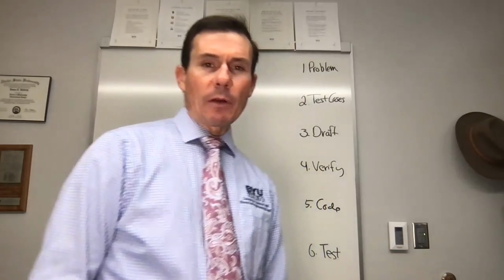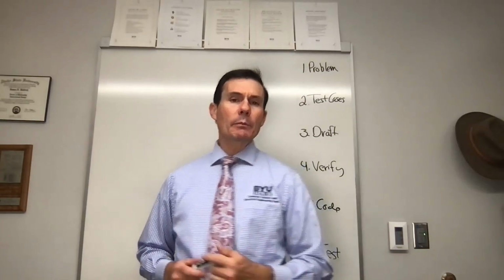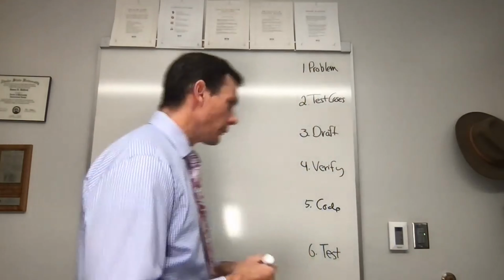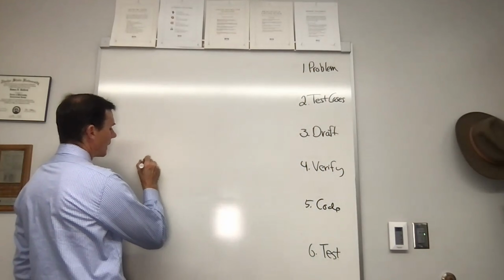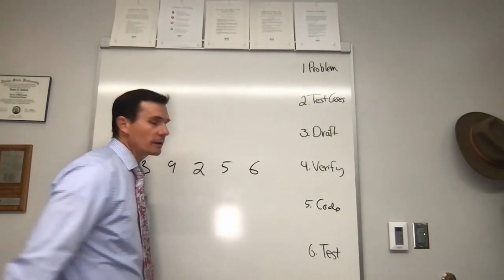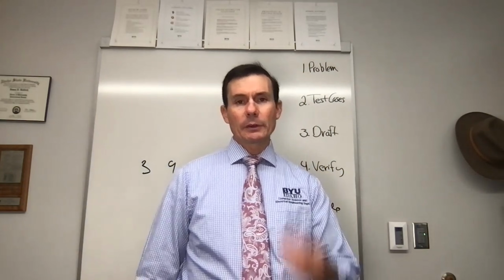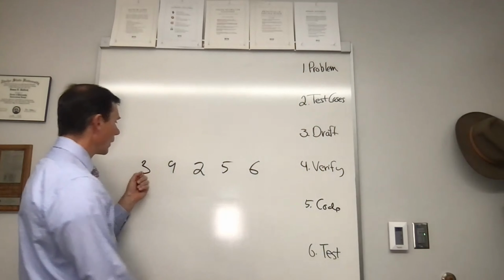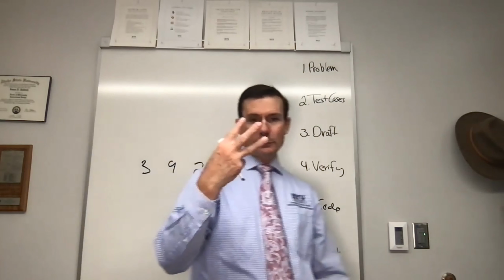Okay, so we're going to start with the problem definition. I want to find the number of multiples there are in a collection. So I've got to figure out what that means. If I have a list that says 3, 9, 2, 5, and 6, and I want to find the multiples of 3, then I'm going to say 1, 2, 3. So is the answer 3 in this case?